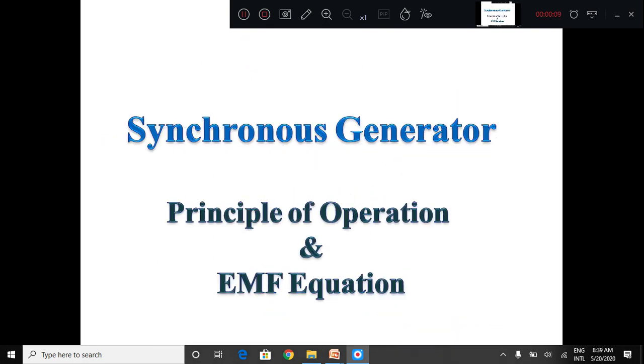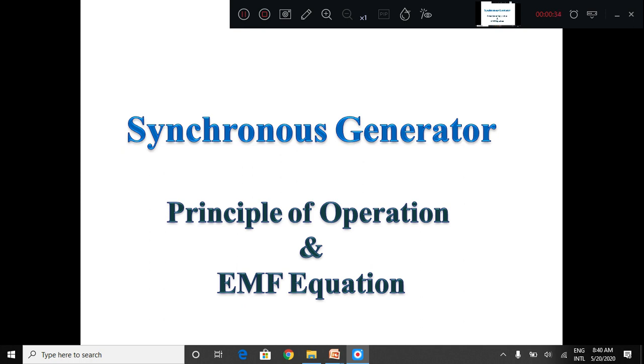In this session, we will discuss the principle of operation, how actually the synchronous generator works, and also we will derive the EMF equation. This principle of operation of a generator and the EMF equation are derived from Faraday's laws of electromagnetic induction.